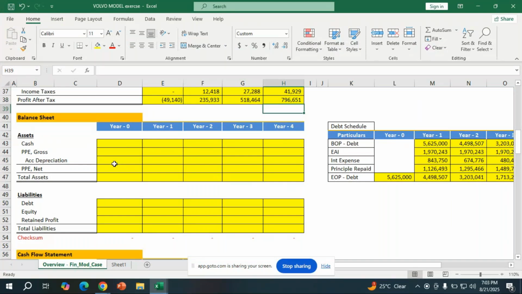Okay, now the cash calculation will be done later, because you have to complete the cash flow statement and then we arrive at the closing balance of the cash. Okay. So first we are going to put up the balance sheet.